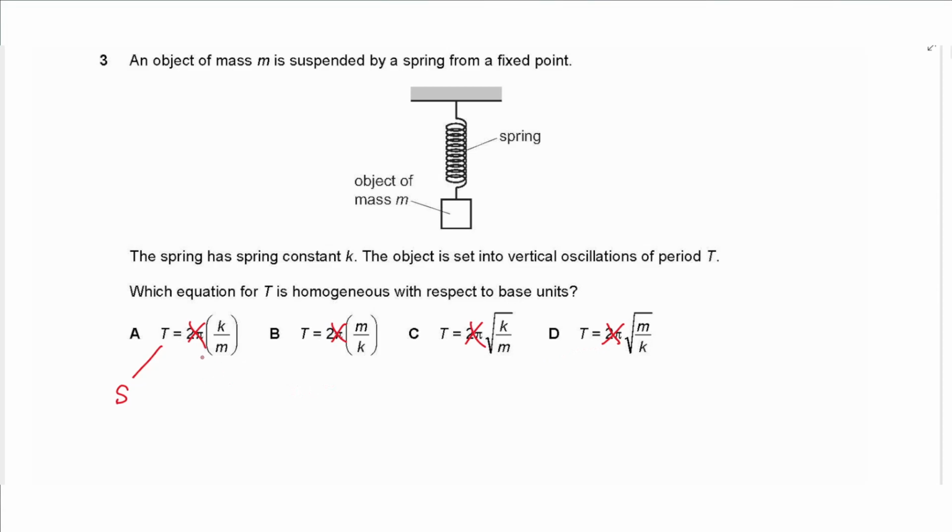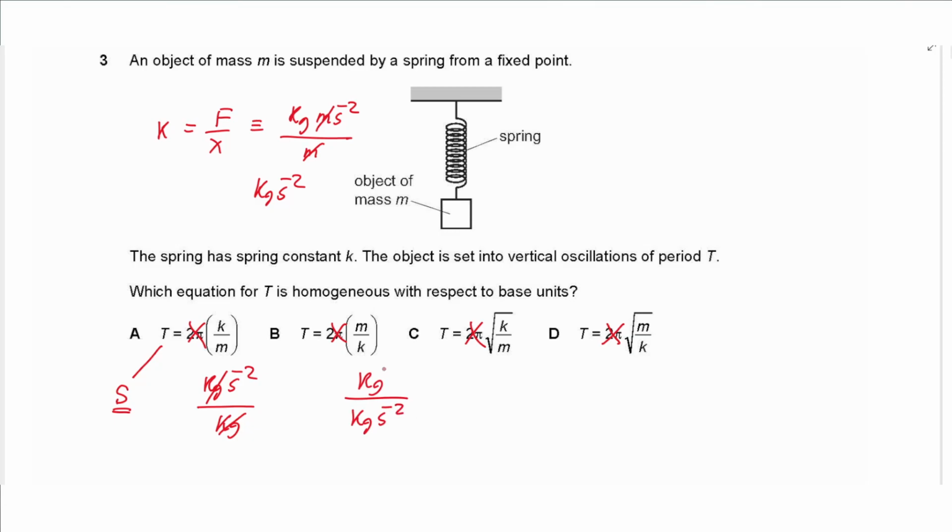Now trying A. For k, the spring constant is equal to the force divided by the extension, and force is equal to mass in kilograms multiplied by acceleration in meters per second squared, and then we divide by the distance in meters, so the final unit of k is kilograms per second squared. So trying in A, that's kilograms per second squared divided by kilograms, and we are left with second to the power of -2, not second to the power of 1. For B, we have kilograms divided by kilograms per second squared. Again, kilograms cancel, and we are left with second to the power of 2, not 1, so it's not B either.